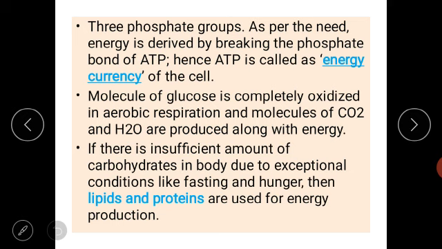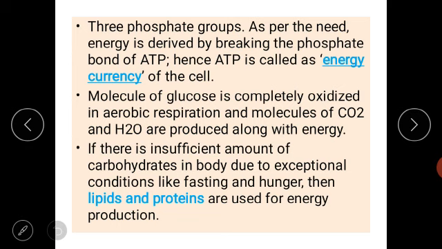Now we have learned that when a glucose molecule is broken down in the presence of oxygen, that type of respiration is called aerobic respiration, and the respiration that takes place in the absence of oxygen is called anaerobic respiration. So usually in higher animals, what happens? Aerobic respiration occurs.